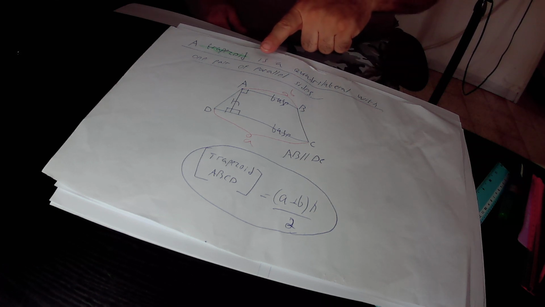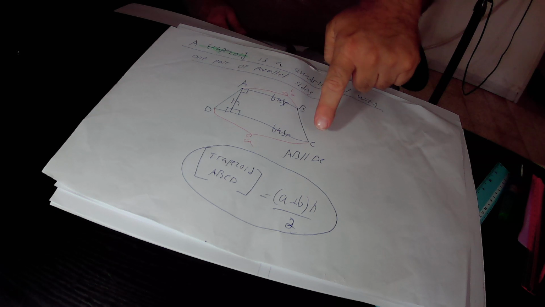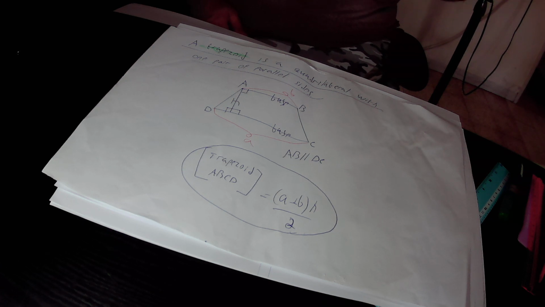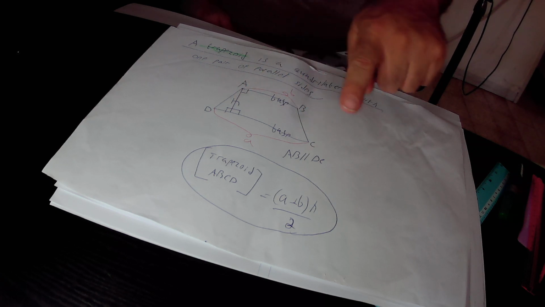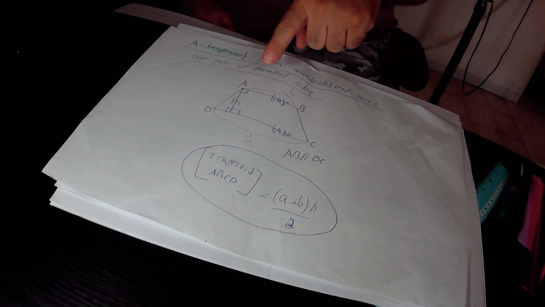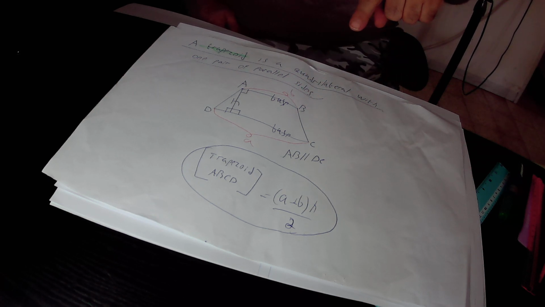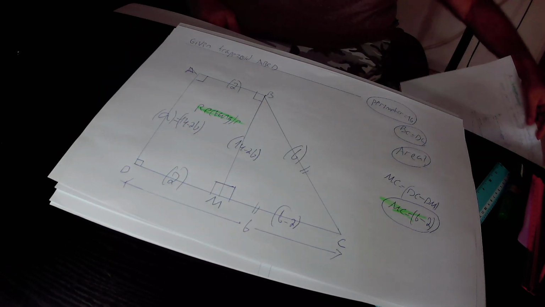We define the length of the base AB as B, and the length of the base DC as A. So what is the area of this trapezoid ABCD? It is equal to the sum of its two parallel bases times the height over 2. The sum of its two parallel bases is A plus B, times the height over 2. The height must create 90 degrees with the two parallel bases.